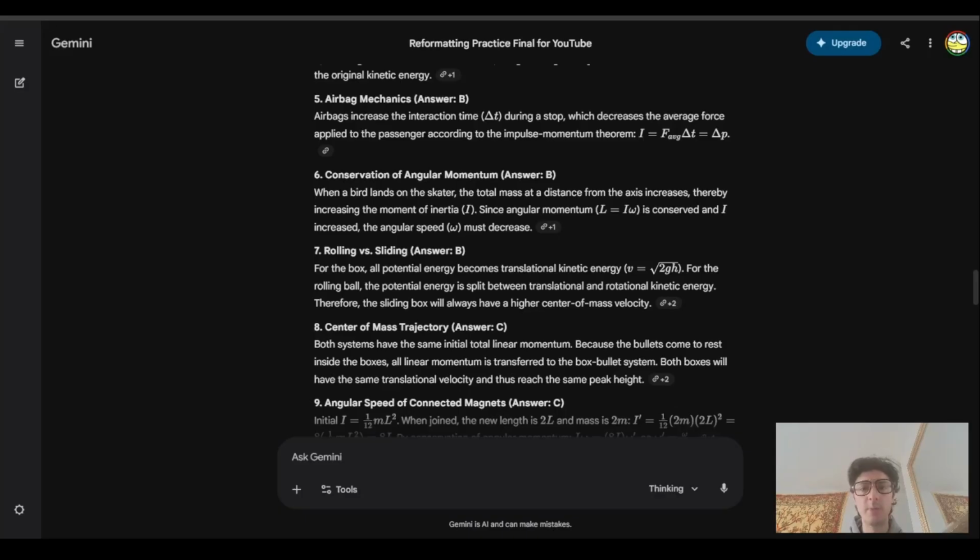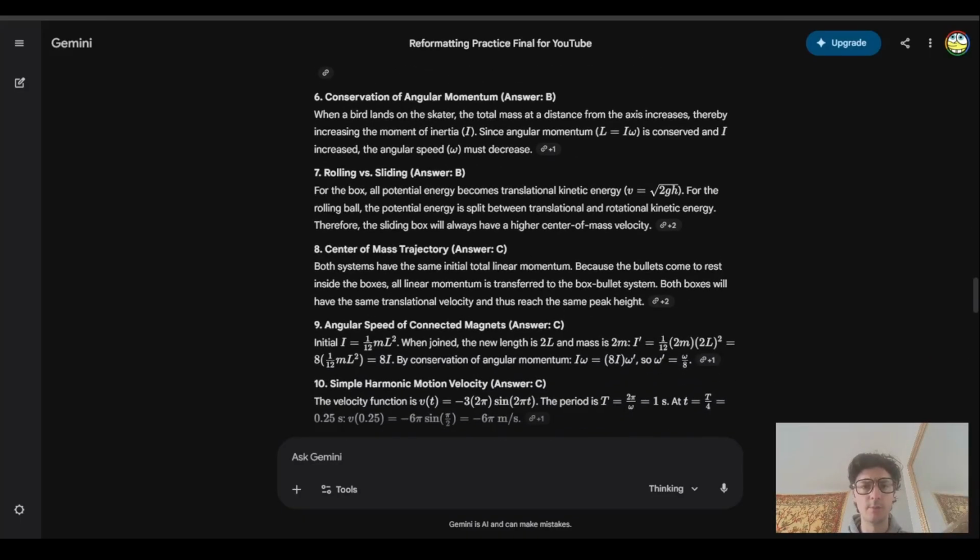Airbags, this was answer B, and I think I put answer B first, but then I was flipping around and I put answer C. So read answer B, try to convince yourself this makes sense so that on the exam you know what the answer is for airbag problems. Conservation of angular momentum, B. When a bird lands, the angular speed decreases. I think I said that because I was imagining spinning around and someone giving you a big weight and you slow down.